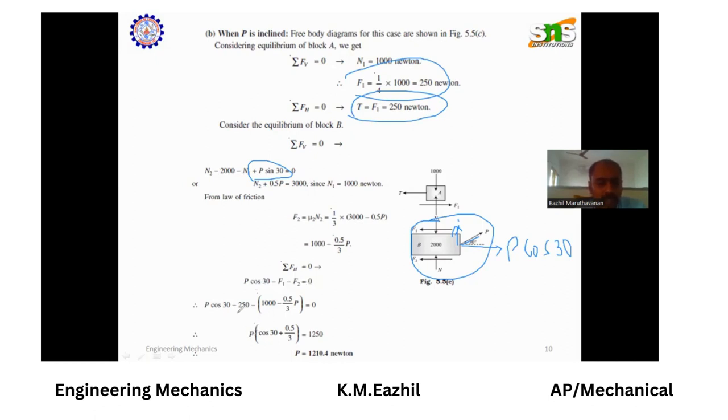We get the equation as P cos 30 minus 250 minus 1000 minus 0.5P by 3. Instead of F2, we can substitute the above equation and we get the P value as 1210.4 Newton, either by solving two unknowns, two equations, using a calculator, or by substituting the F2 value over here. We get one quadratic equation, and we can get the P value as 1210.4 Newton. Thank you.